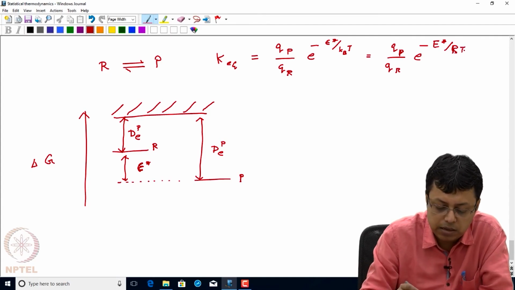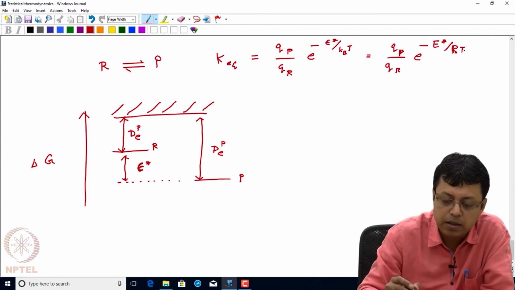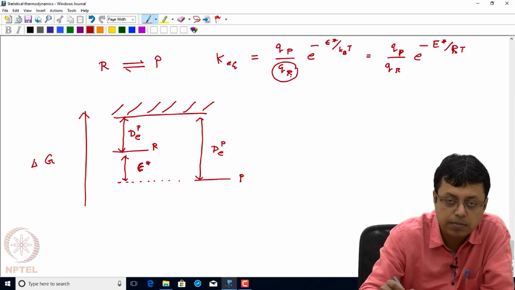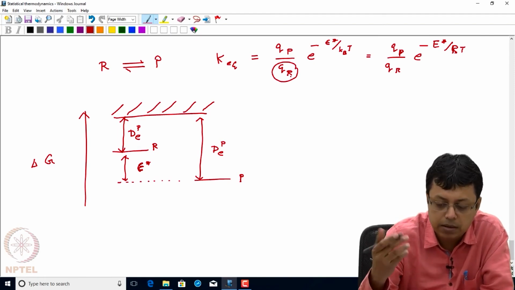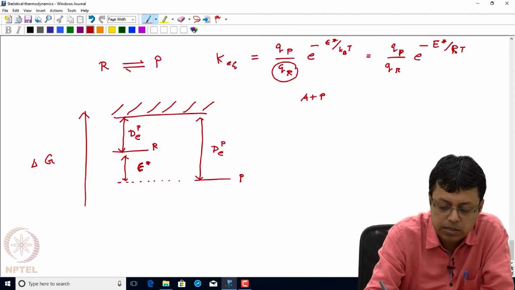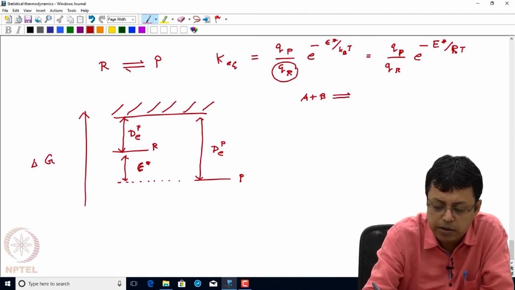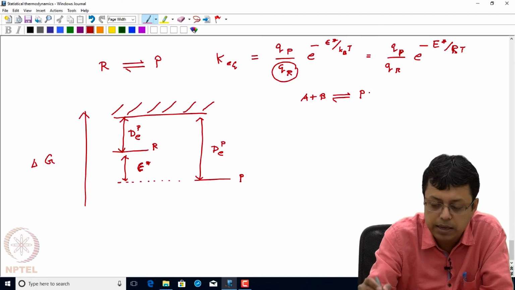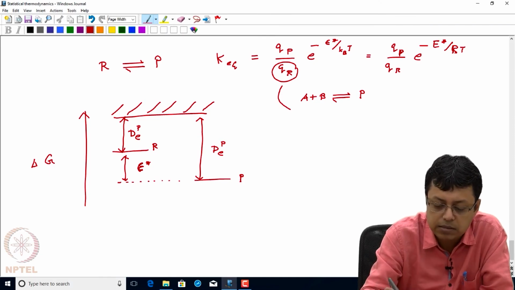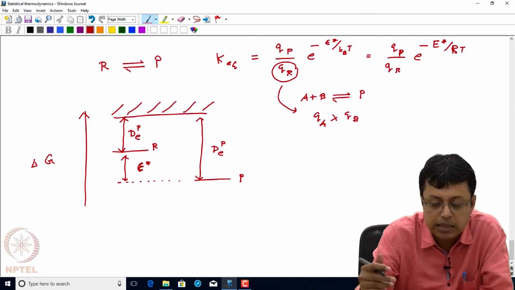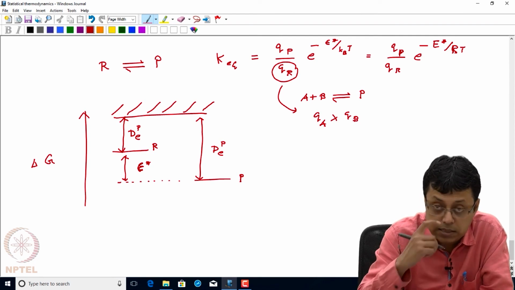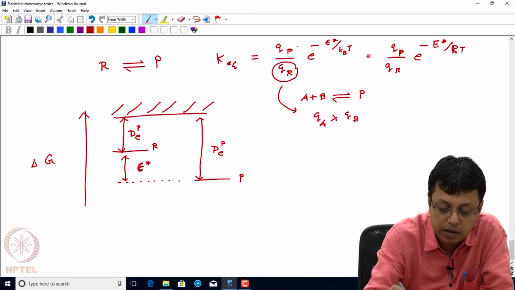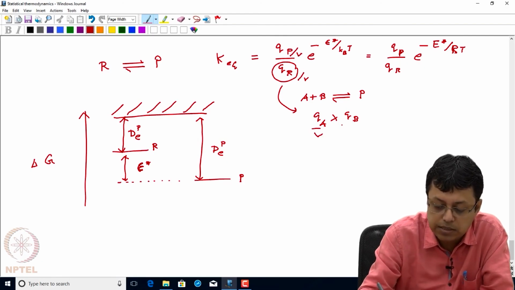But whatever it is, there is a point to discuss here. First of all, you can have many reactants. Suppose A and B are the reactants, a bimolecular reaction giving you a product which is in equilibrium with A and B. Then this reactant partition function is nothing but the partition function of A times the partition function of B, and that is obvious. Secondly, although I have written it as a partition function, strictly speaking this is partition functions per unit volume. The reason is, remember, what will be the partition function of A?